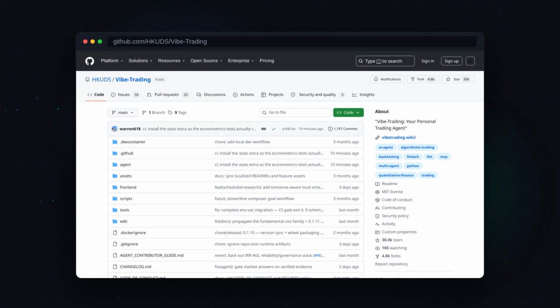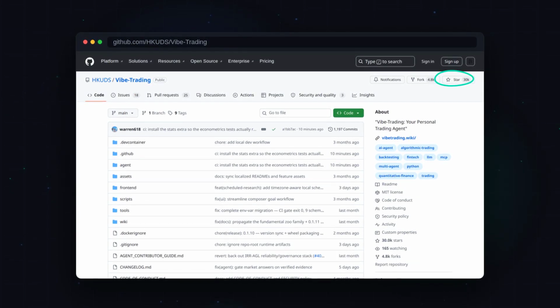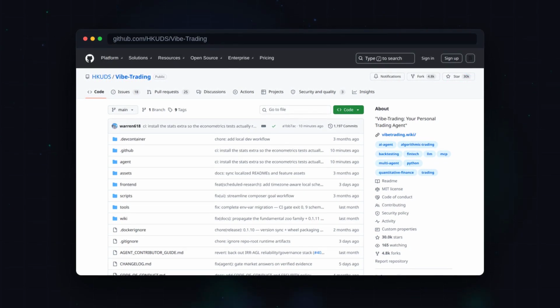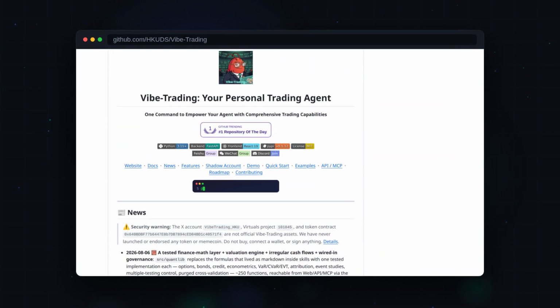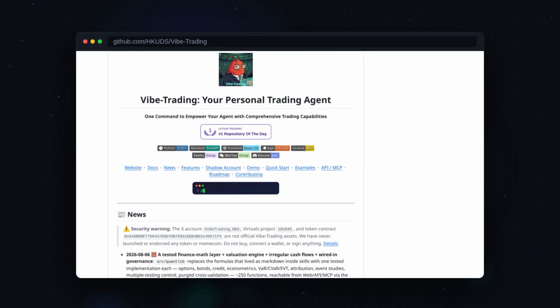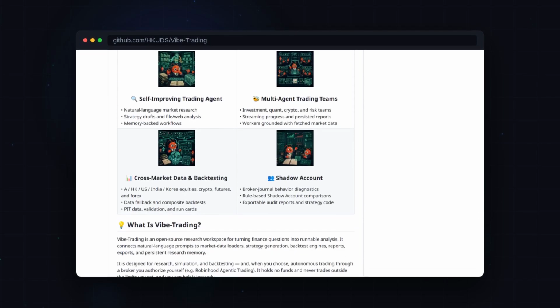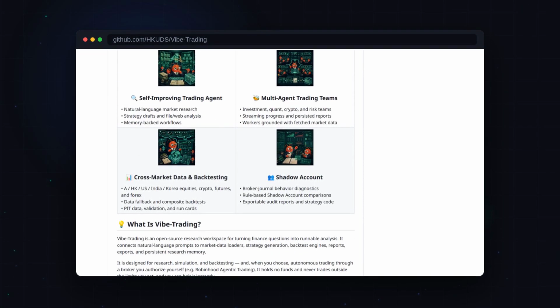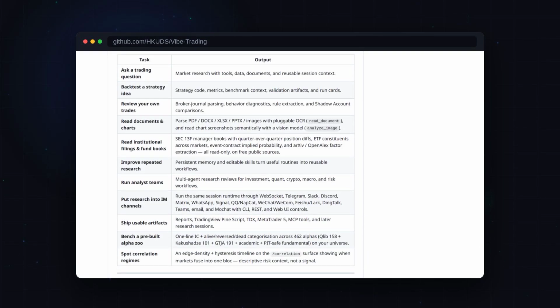This is Vibe Trading, an open source finance research agent, 30,000 stars, 4 months old, and the top entry in its changelog is dated today. It calls itself a personal trading agent, one command to give your agent full trading capabilities. GitHub made it repository of the day. The features read like a research desk: natural language market research, multi-agent analyst teams, cross-market data, and backtesting.